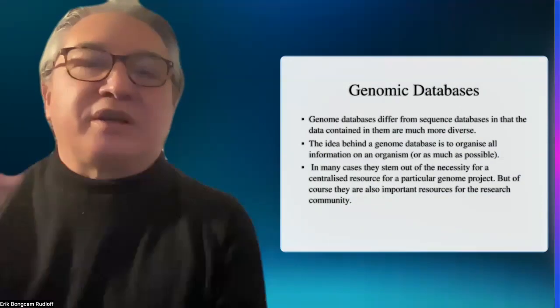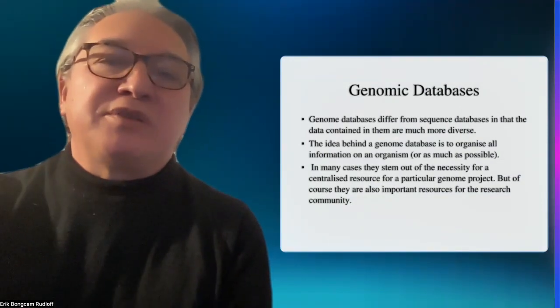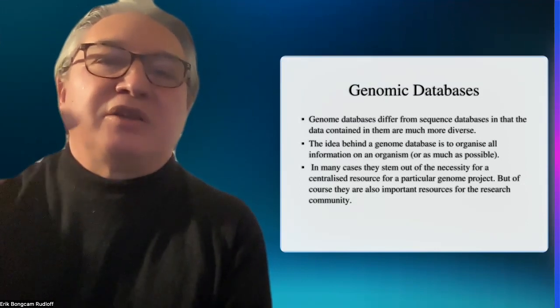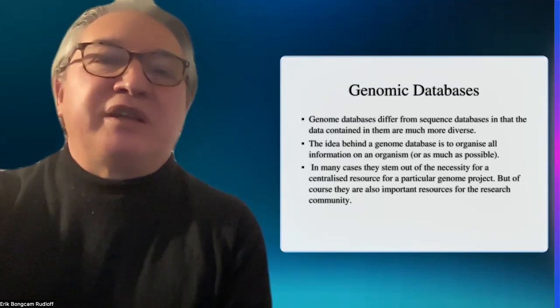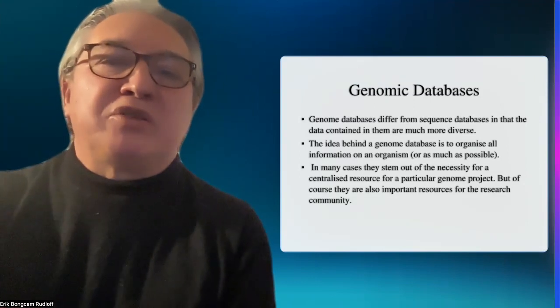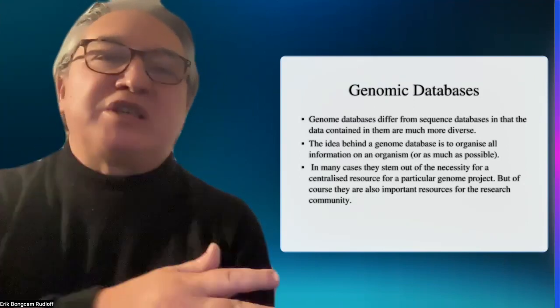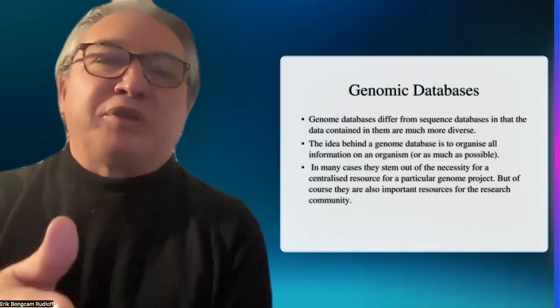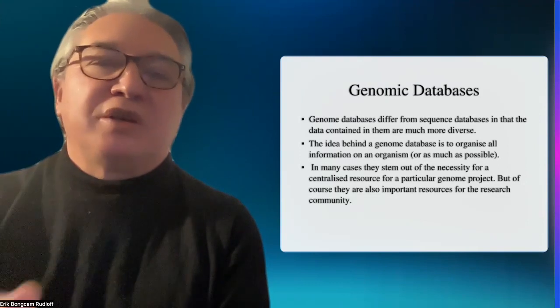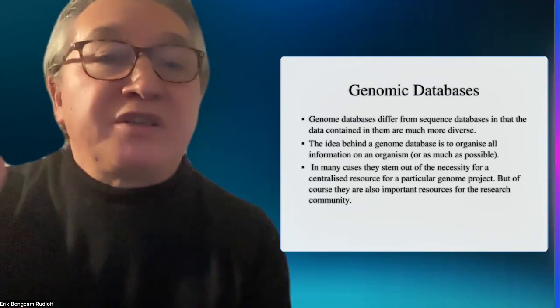Everything is organized. You put in your sequence, you get a hit, and immediately, graphically, you will see the protein that corresponds to that, the exons, introns, promoter regions of that gene. You don't see that in the nucleotide or the protein databases. So always start your search with a genomic database, if it's available.